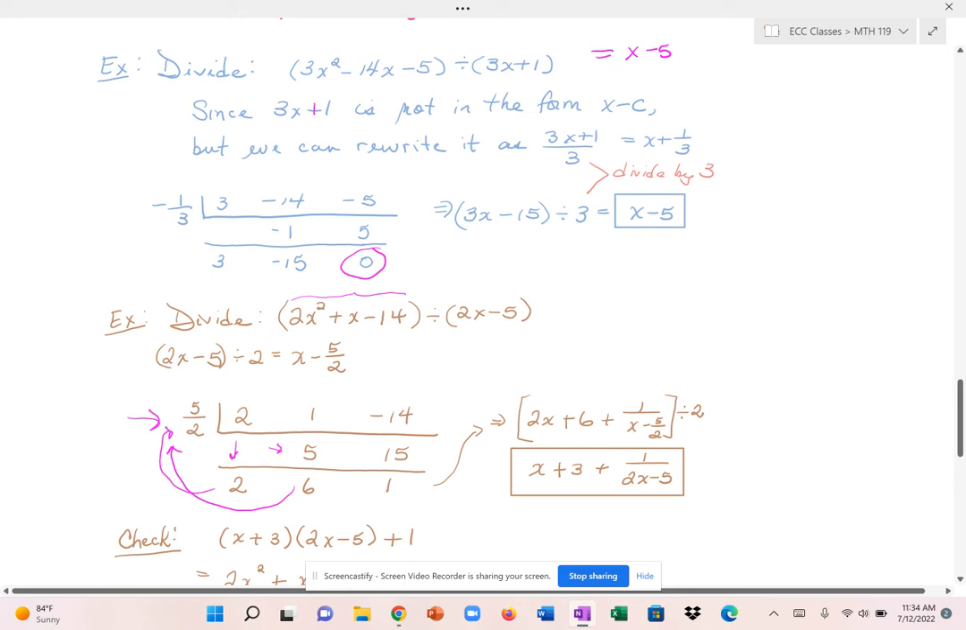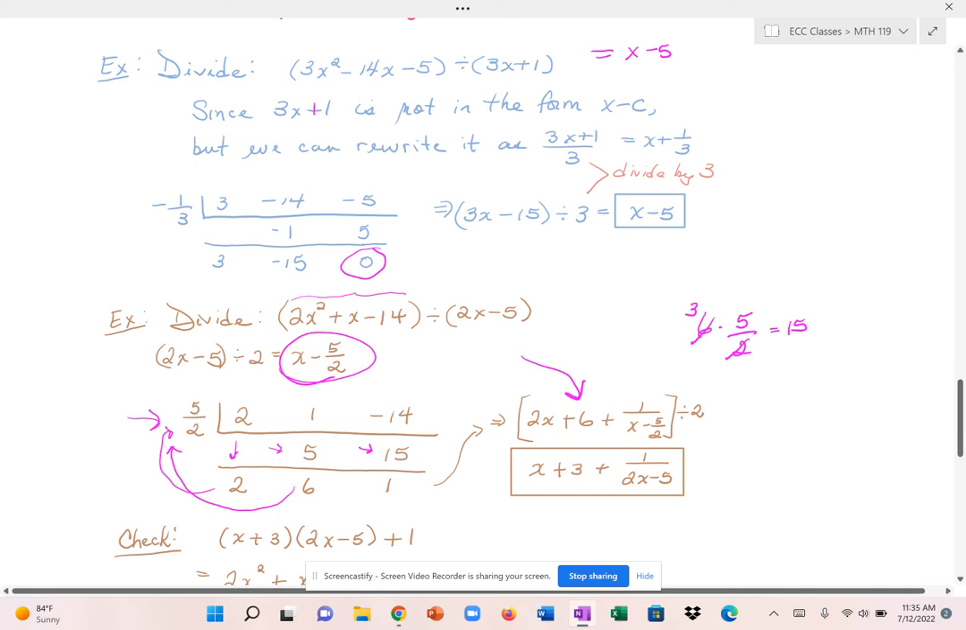6 times 5 halves, the 2 will divide into the 6 3 times, so that gives me 15. So that goes here. Then negative 14 plus 15 gives me a remainder of 1. So when I take this, I'll get 2x plus 6 plus 1 over x minus 5 halves, because remember, this was the divisor we were working with.